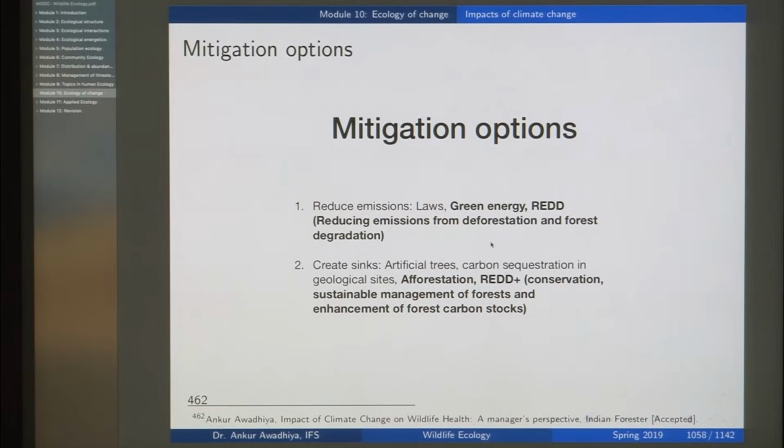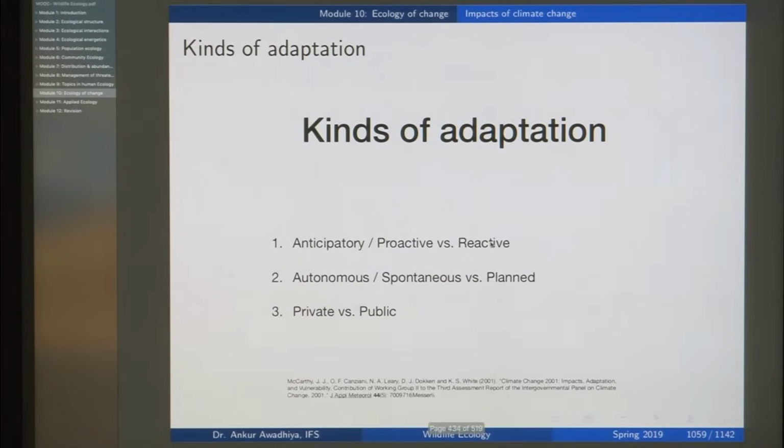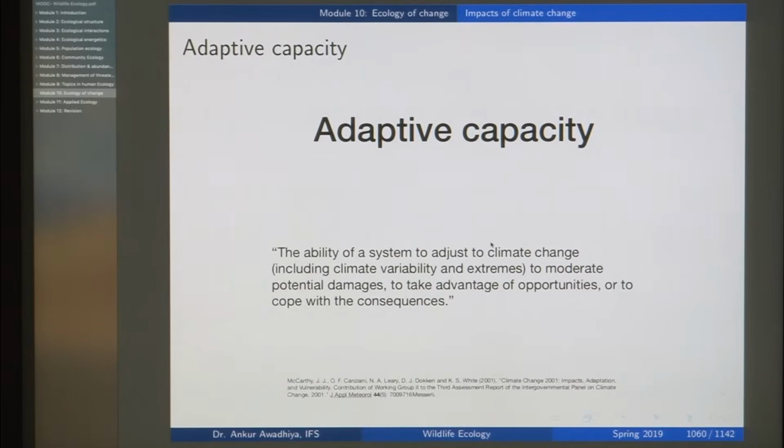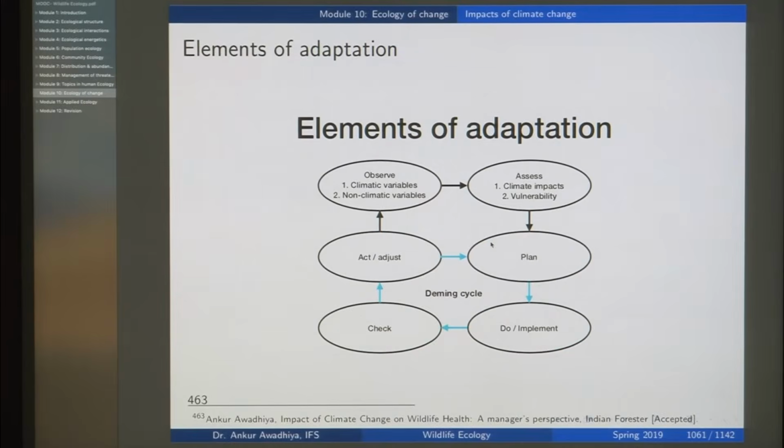Mitigation options include reducing emissions and creating sinks, such as green energy, REDD or REDD plus, or afforestation. In the case of adaptation, we can have anticipatory or proactive versus reactive adaptation, or autonomous versus planned adaptation, or private versus public adaptation. And then we talked about the adaptive capacity, which is the ability of a system to adapt to climate change, to moderate the potential damages, to take advantage of opportunities, or to cope with the consequences. We looked at the elements of adaptation.